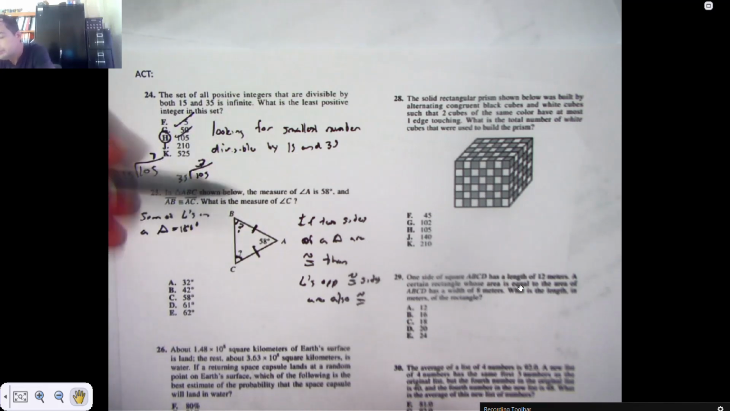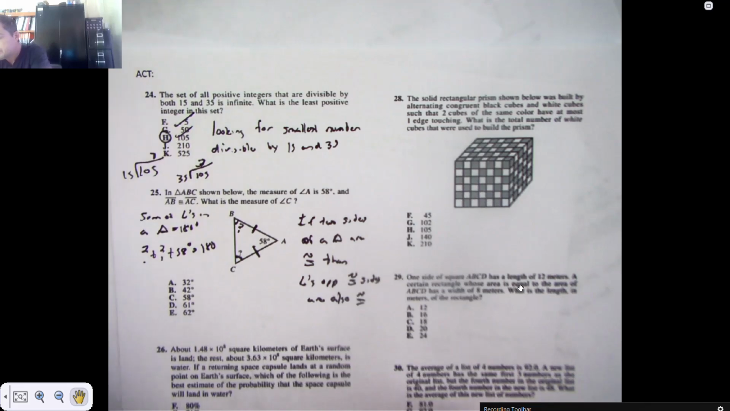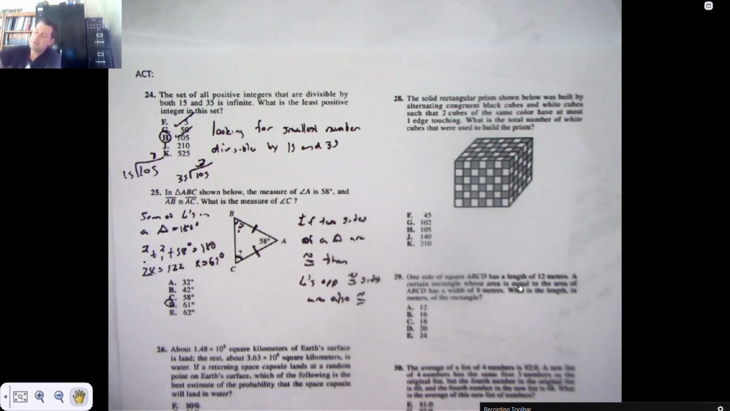You also know that the sum of angles in a triangle equals 180 degrees. So I'm going to take these two unknowns, a question mark plus a question mark, plus 58 degrees is 180. And I have two question marks, which I'll call 2x. 180 minus 58 is what, 122? Seems right. And x would be 61 degrees by that logic. And that's an answer choice.